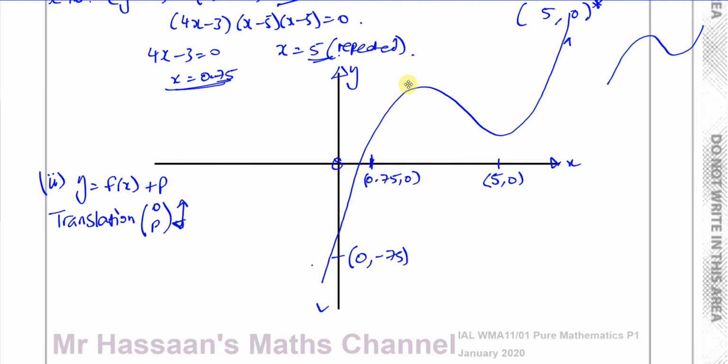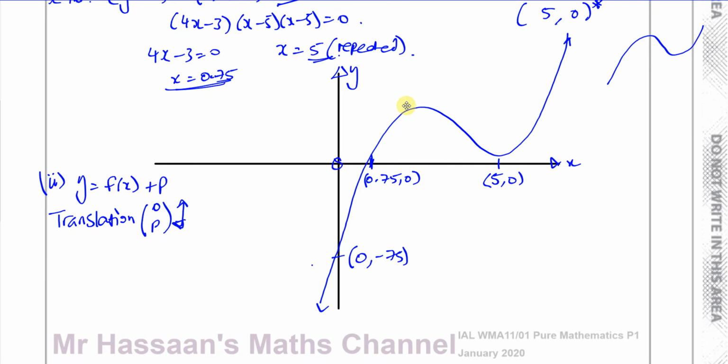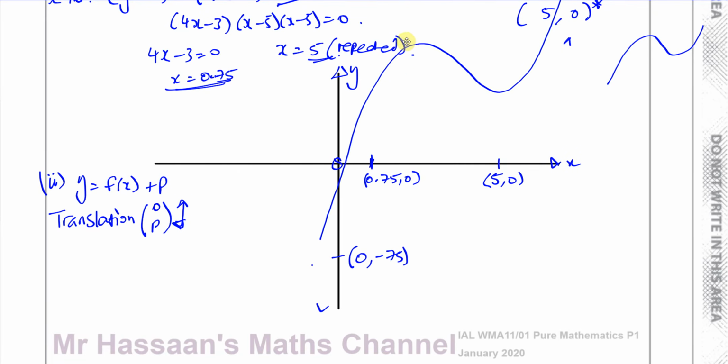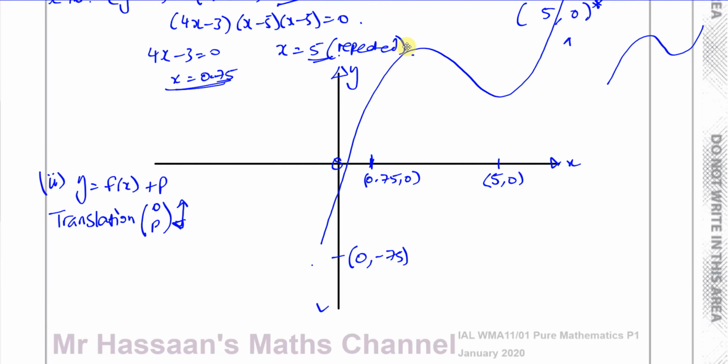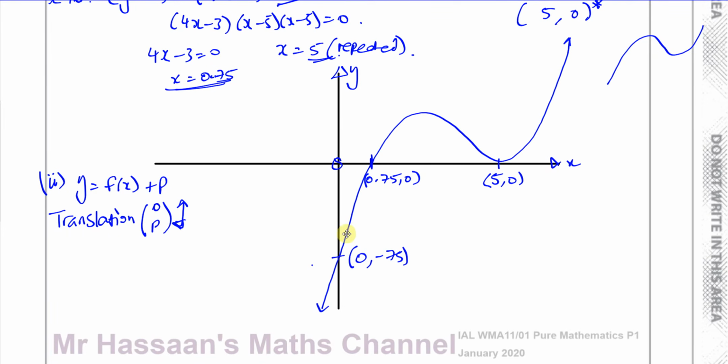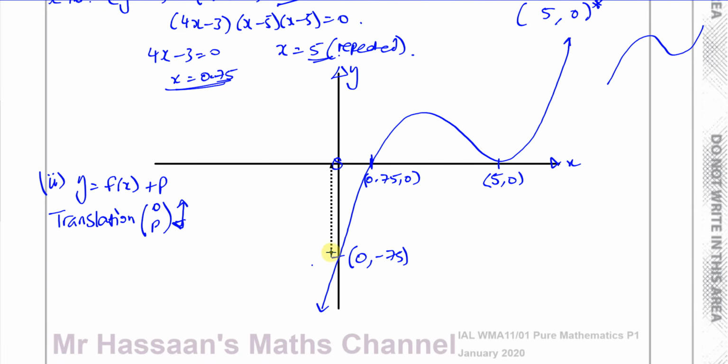So the whole of this curve is going to be lifted up like that until it passes through the origin. So basically, it's a vertical translation, and it has to go from 0, -75 up all the way through the origin. So it has to move up by 75 units for that point to go from there to there. Okay, so it has to go from there to there. That's 75 units. So that means p must equal 75. So we worked that out, positive 75.